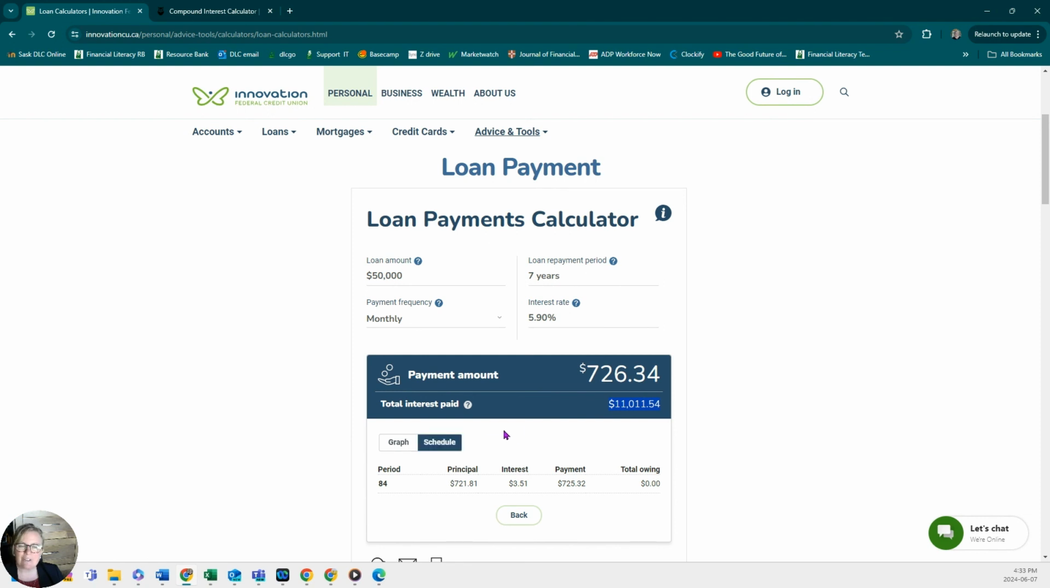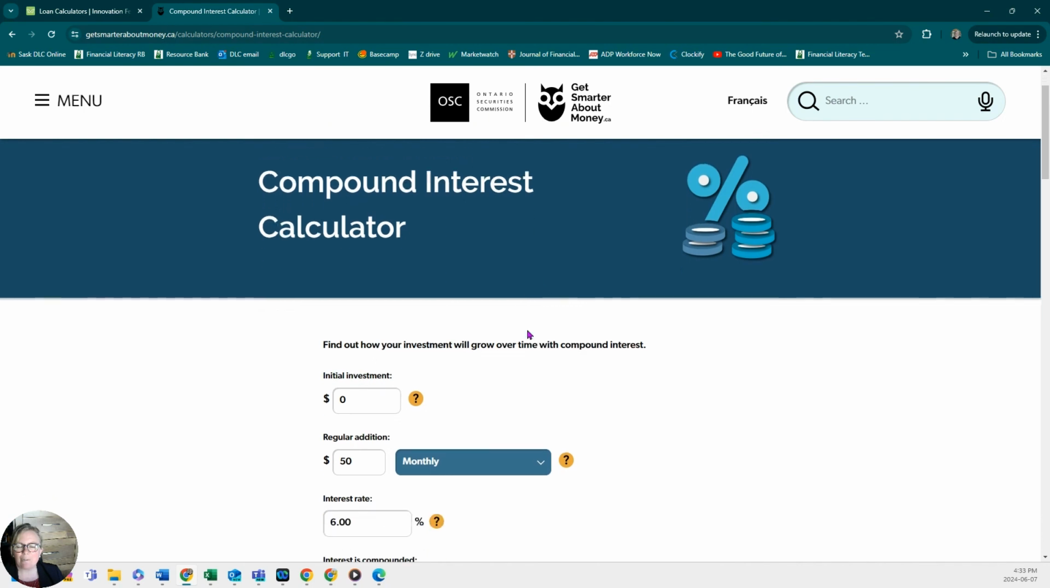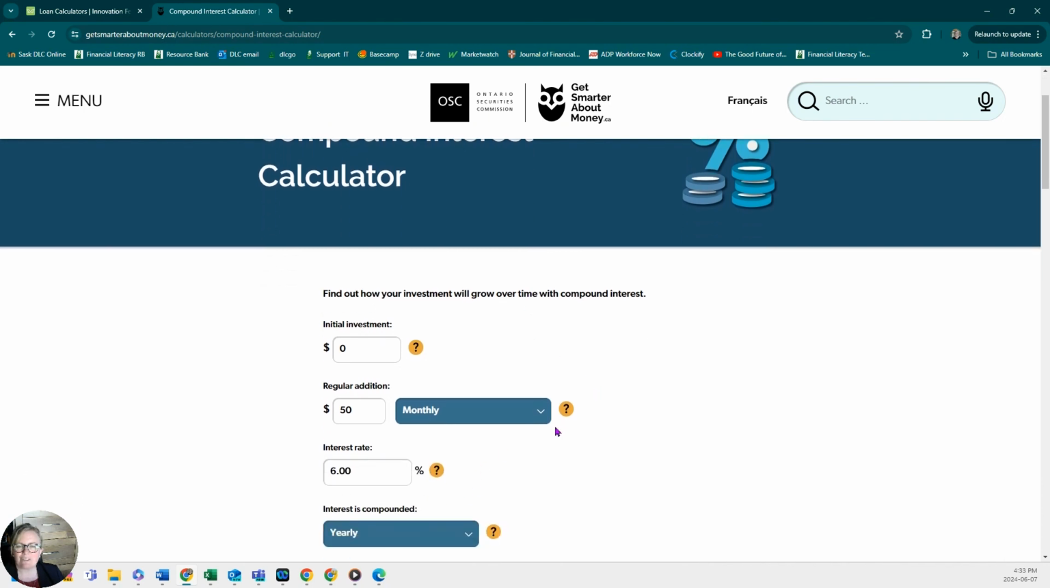So that's how to use two different loan calculators and an investment calculator. Hope that helps and you can do some financial planning for yourself.